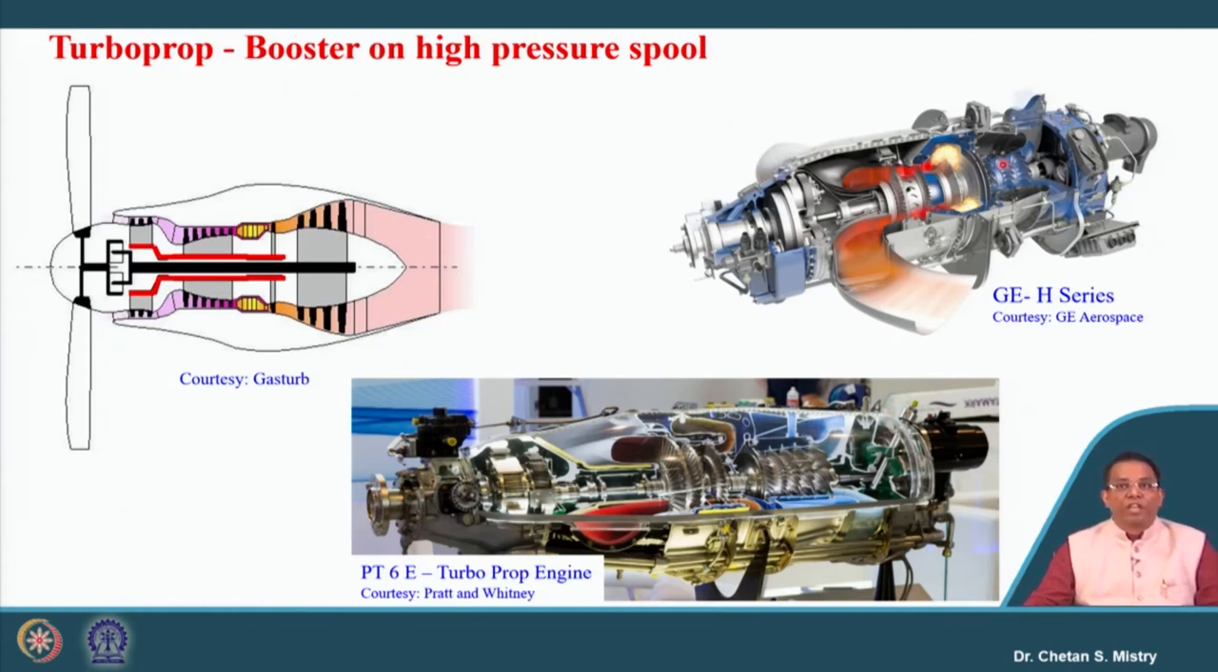If we look carefully, we have the intake placed somewhere here. From here, the air goes inside. We will have an axial flow compressor, which will be followed by the centrifugal compressor. And here we have a turbine. This turbine is rotating all the stages of the compressor. But at the same time, on the rear side we have a free turbine, or the power turbine. That is connected with the shaft on the rear side.